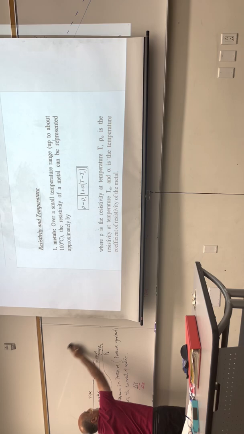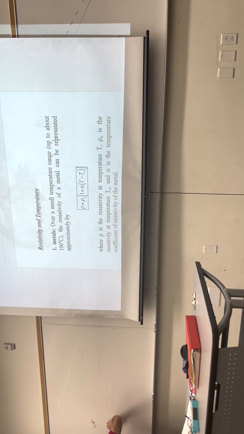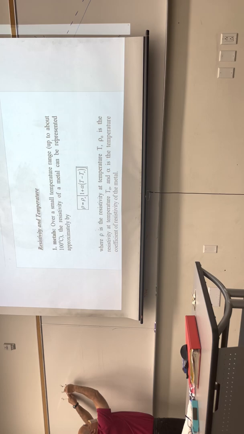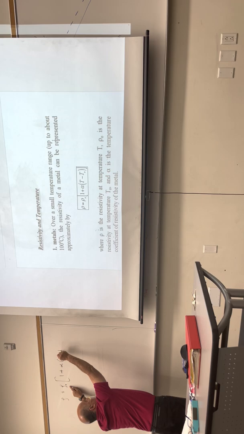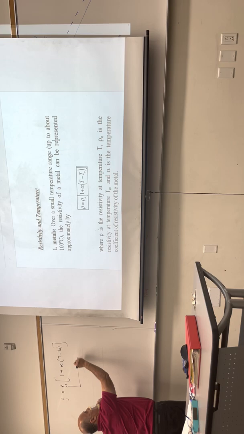That expression just tells you the resistivity of the wire as a function of temperature. So this is the resistivity, equals rho naught, the resistivity at some reference temperature, times 1 plus alpha times T minus T naught. So this is the resistivity at this temperature, and this is the resistivity at this temperature.